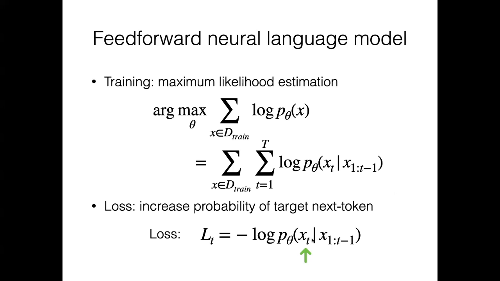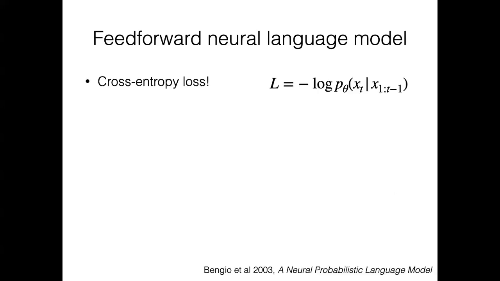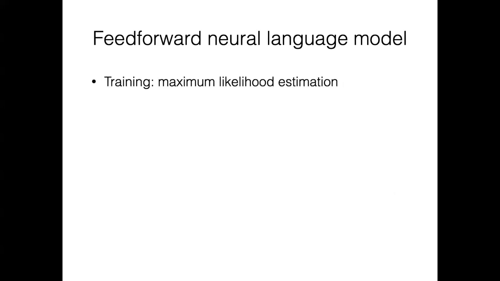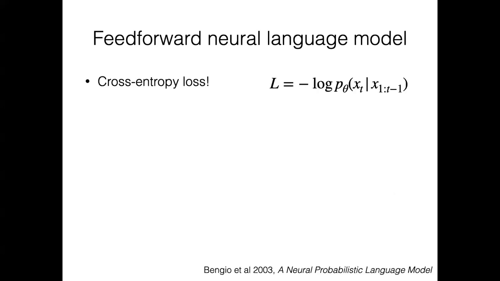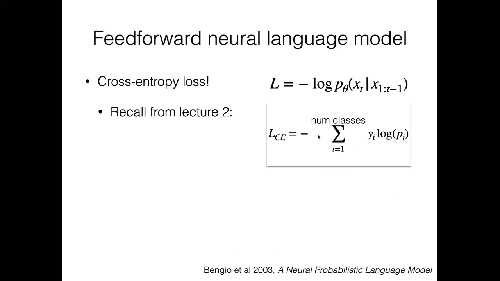Yes. So that's a good observation. That's what the next slide is. So it turns out that this maximum likelihood estimation actually just corresponds to using cross entropy loss to predict the next token. And to see this, you can use this from last lecture. Cross entropy loss said you sum over all of your classes. And this is a one hot vector, so only one of these is one. And then you have the log of the probability score from your model.